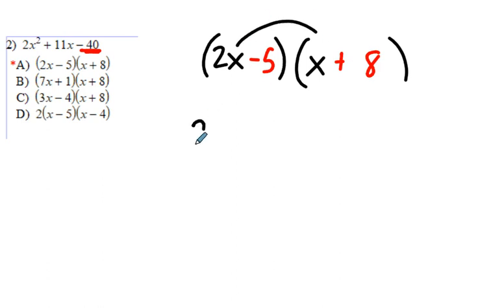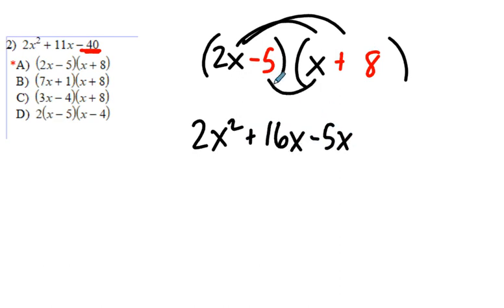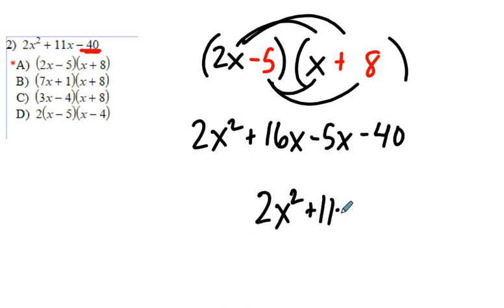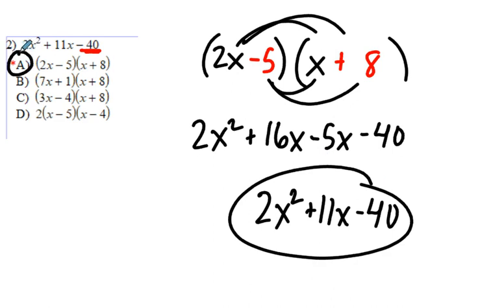2x times x is 2x squared. 2x times +8, 16x. Now the -5 distributes, -5x. And I end up with 2x squared plus 11x minus 40. It creates what I want. So that's why it's A.